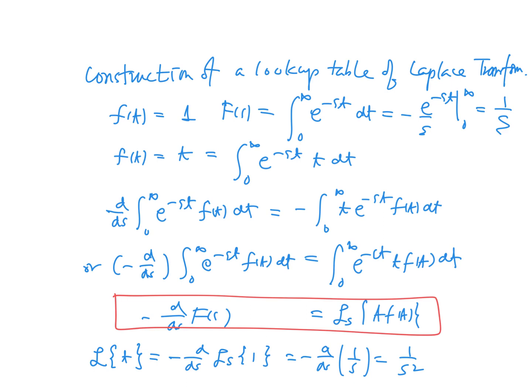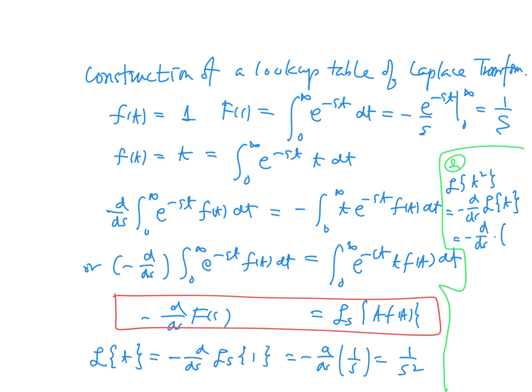So since we have some space here, the Laplace transformation of t squared is the same as minus d/ds of the Laplace transformation of t, right? And we obtained this, minus d/ds of 1 over s squared, which is 2 over s cubed. And then you can continue.